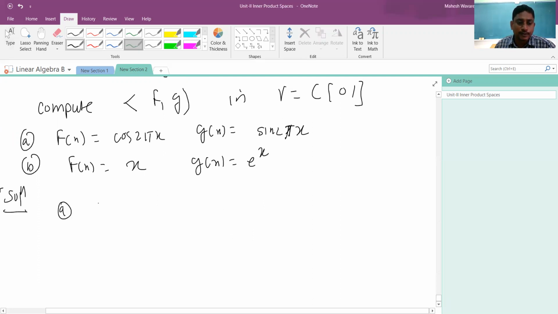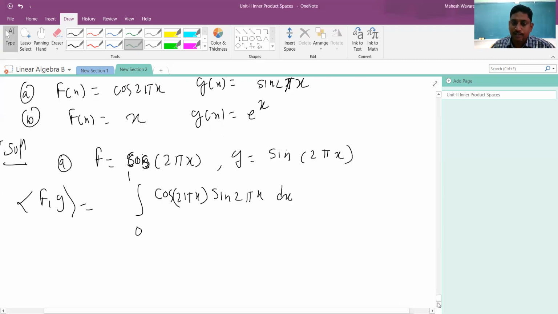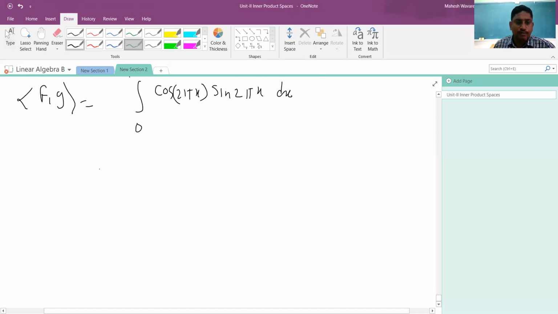Solution of the first: f is cos 2 pi x and g is sine 2 pi x. By the definition of inner product, you need to just evaluate the integral from 0 to 1 of cos of 2 pi x sine 2 pi x with respect to x. You can evaluate this integration easily. You can apply the formula.